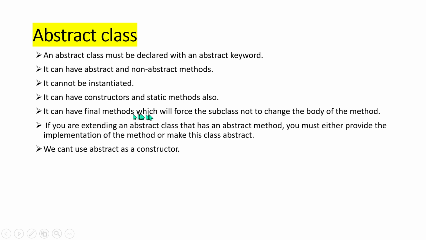It can have a final method, which will force the subclass not to change the body of the method. If you are extending an abstract class that has an abstract method, you must either provide the implementation of the method or make this class abstract, as I told you. If you have an abstract method, then that class itself must be abstract. Then, we cannot use abstract on a constructor. So all these basic things you need to know.